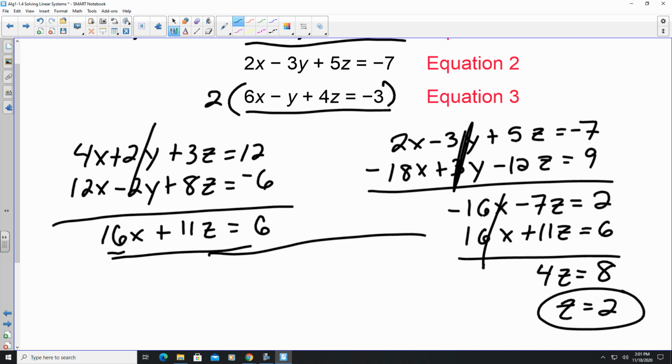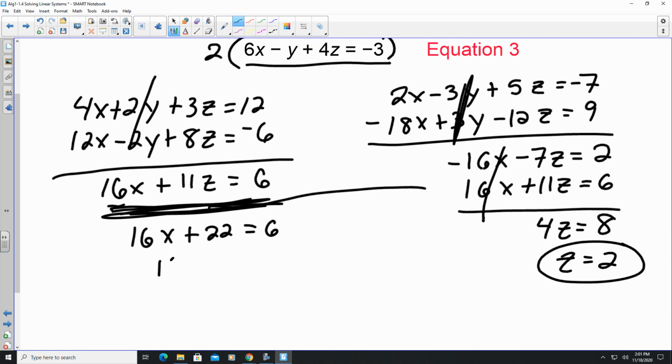Now what I'm going to do is substitute 2 into this equation here. So now I get 16x plus 11 times 2, which is 22, and that is going to equal 6. So 16x is going to be equal to 6 minus 22, which is negative 16. Divide everything by 16. X is equal to negative 1. So now I have X, I have Z, and I have to finish up with Y.